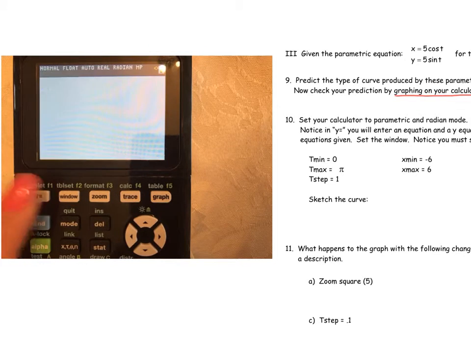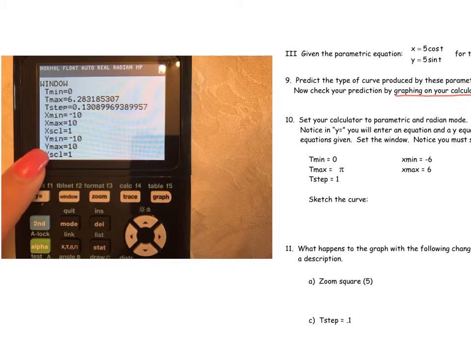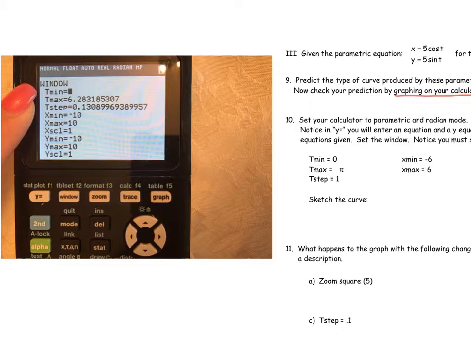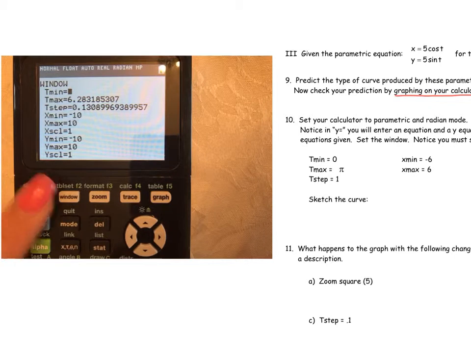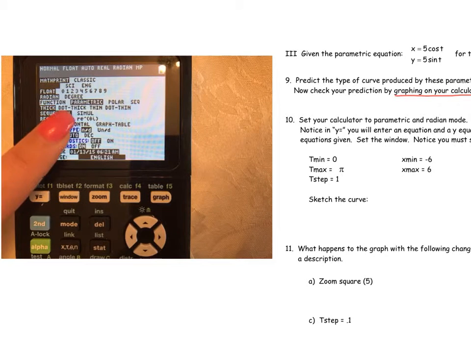Now if you click on y equals, you don't see y equals anymore. You see x equals in terms of t, and you see y equals in terms of t. And even when you go to the window, you're not setting up x and y only anymore. You're setting up t as well. So keep that in mind. Make sure when you want to graph a parametric equation to change the mode into radian and parametric.